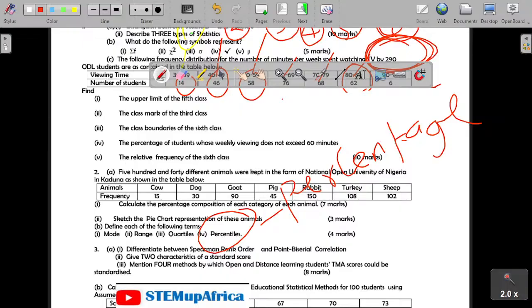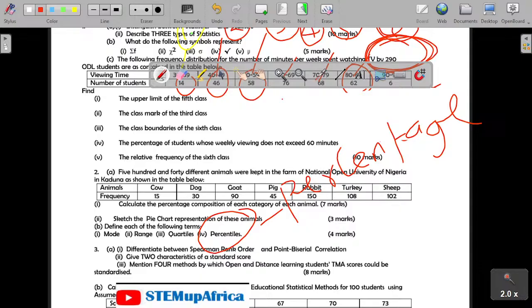Then the next one says give 2 characteristics of a standard score. Like I said, you can look them up. All these things are there. Mention 4 methods by which open and distance learning TMA scores can be standardized.